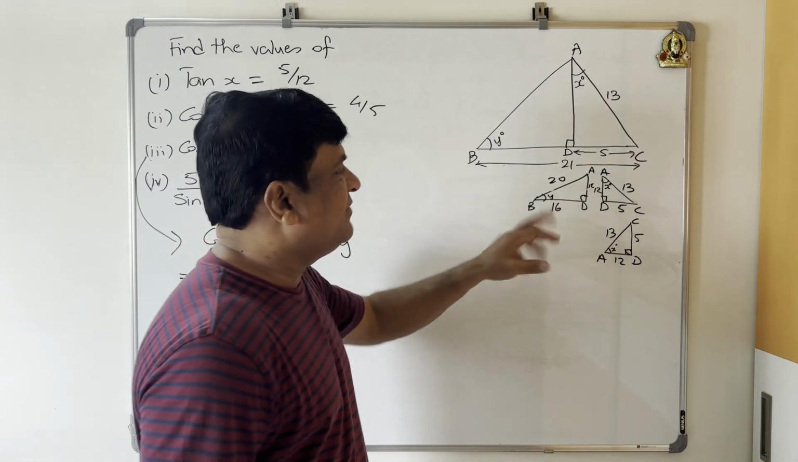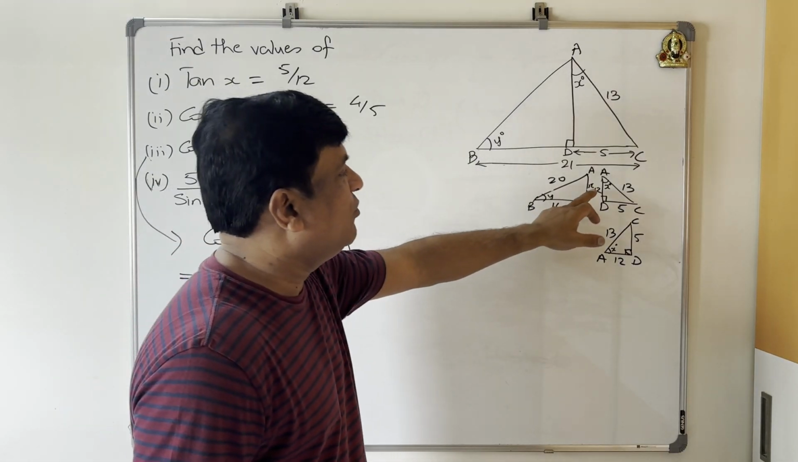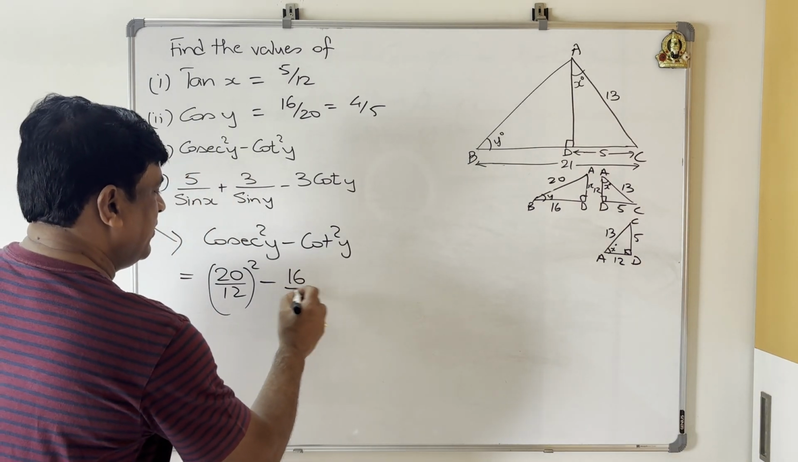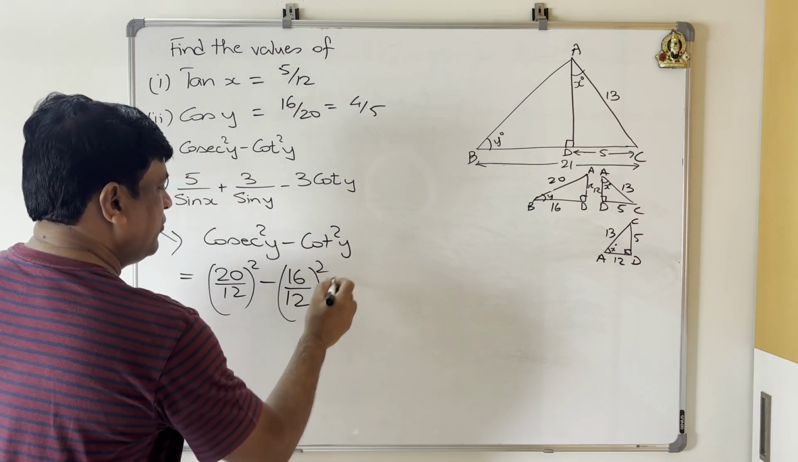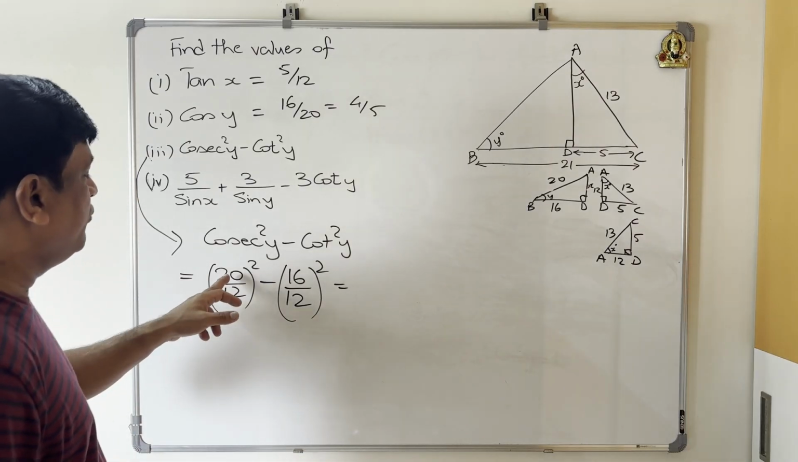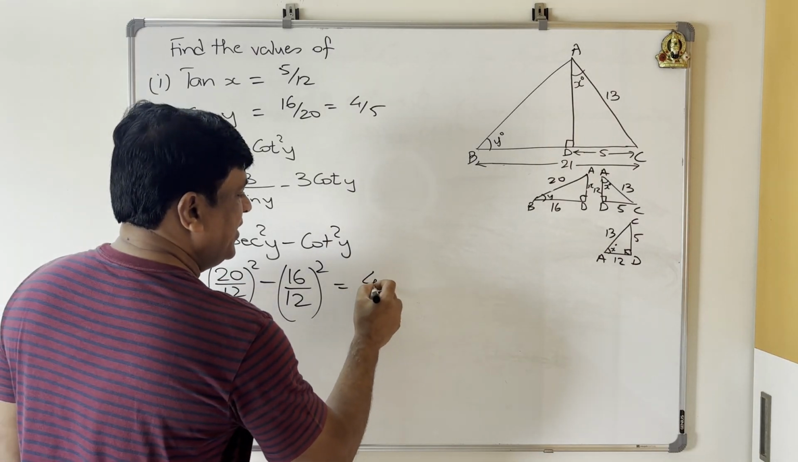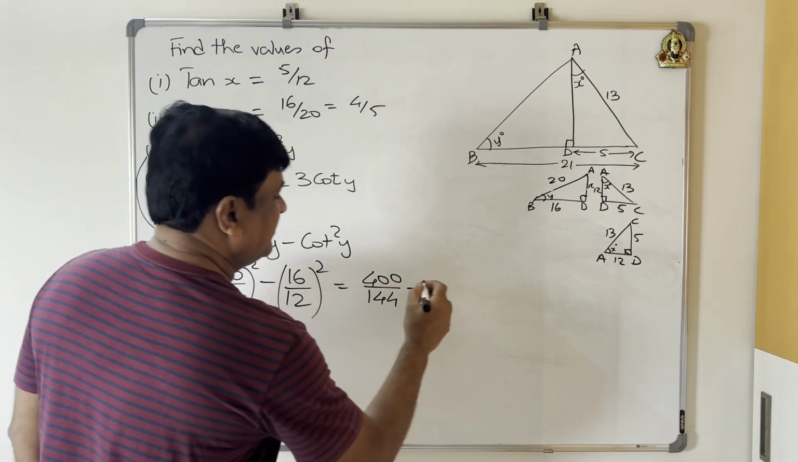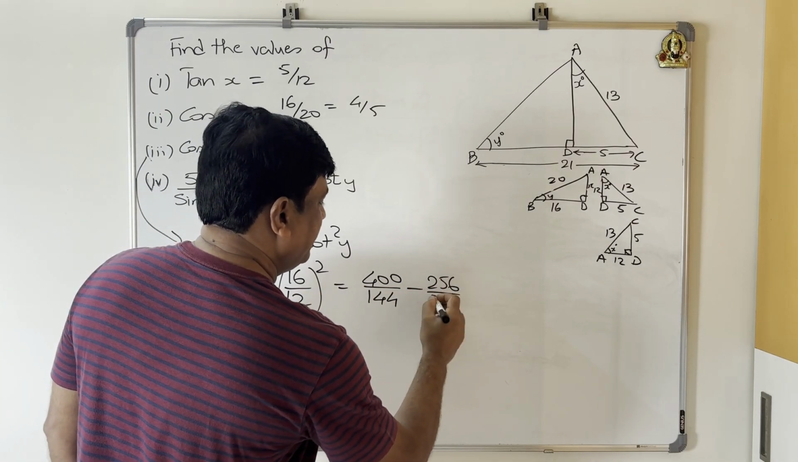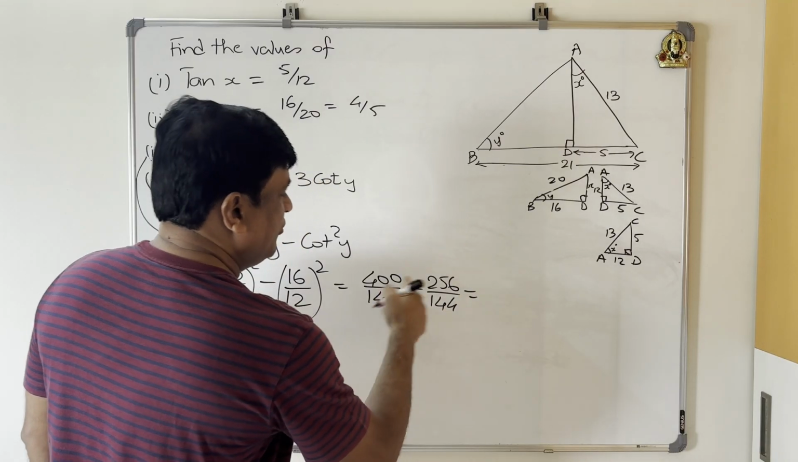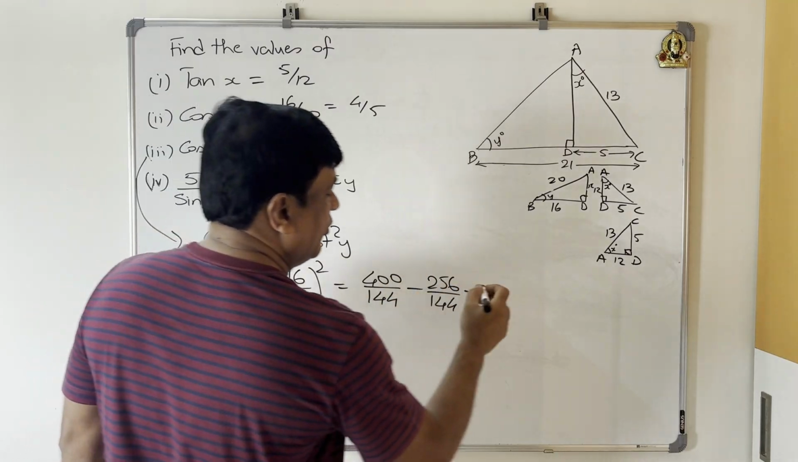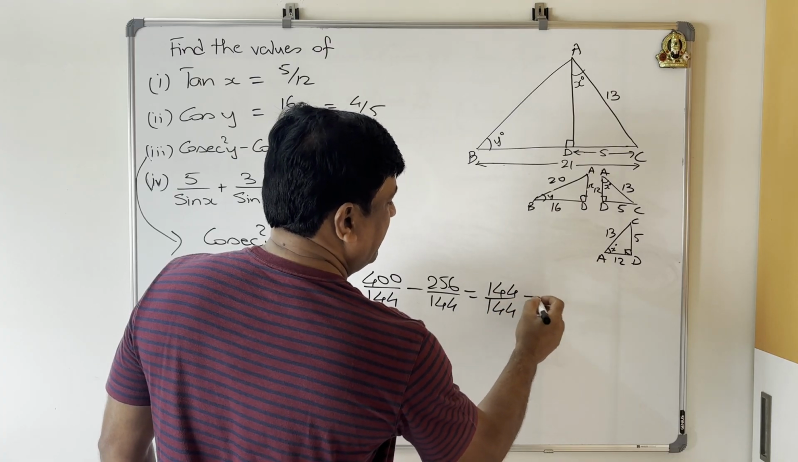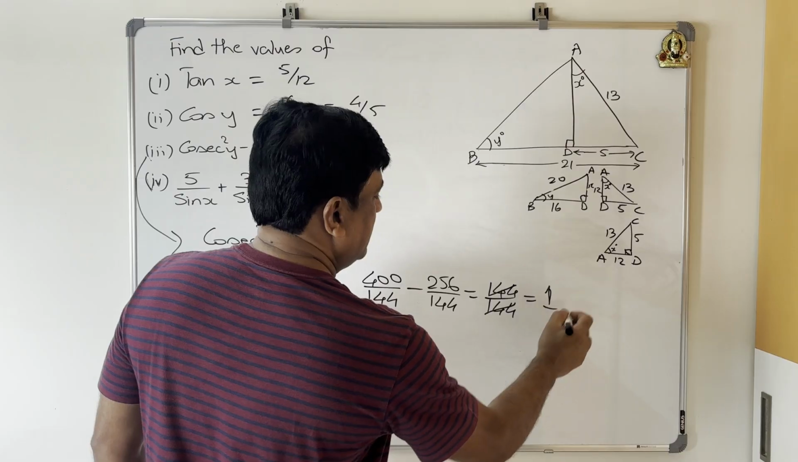Cot y. It is tan y inverse. What is tan y? 12 by 16. So this will become 16 by 12. So this one will become 16 by 12 whole square. Now go ahead and expand it. 20 whole square is 400. 400 by 144 minus 16 whole square is 256 divided by 144. So when you subtract 400 and 256, you are going to get 144. 144 divided by 144 is 1.